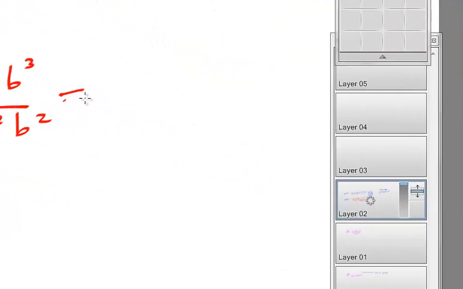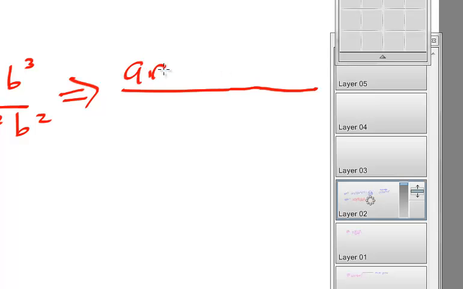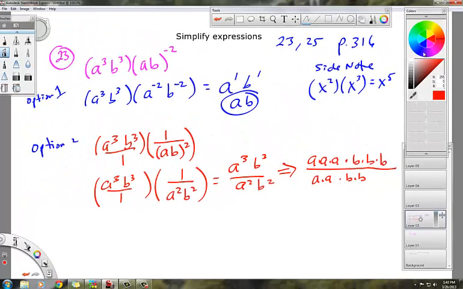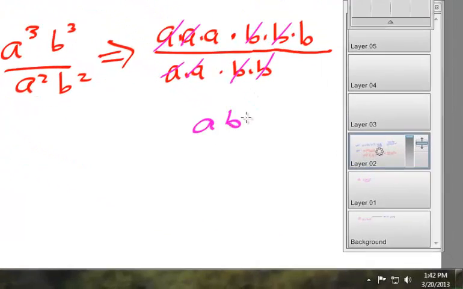By the way, if you're a visual learner like me, on the top here, what you actually have is a times a times a times b times b times b. And on the bottom, we have a times a and b times b. That's a squared and b squared. And then you could just cancel this. Watch. Boom, boom. An a for an a, a b for a b, a b for a b, and whatever's left is your answer. Nothing is left on the bottom, so that's just 1, and on top that would just be ab. Final answer. Done two different ways.